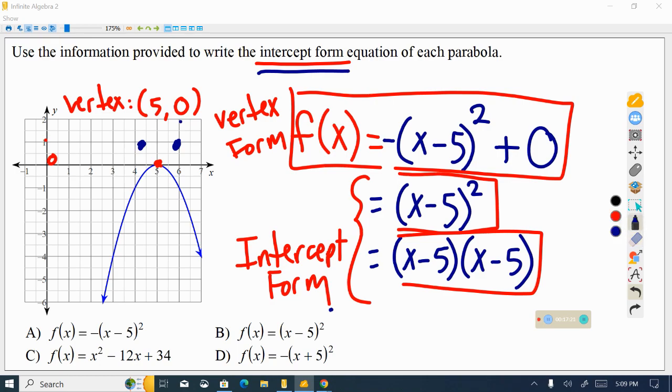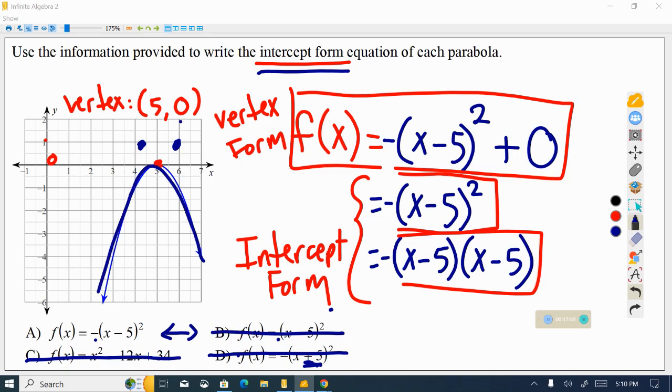But like I said, that should be one of the first things you see. Especially you can double check that process as we're checking the options, right? I noticed that this was an intercept form. And I know it wasn't this one because we had a positive 5 instead of a negative 5. But when I went to go look at the answers, I knew it was going to be one of these two. And then I realized, wait a minute, look at our graph. It's a sad face. This is positive, and this one's negative. So because this is open downward, right, we know that it can't be B, but the answer has to be A.